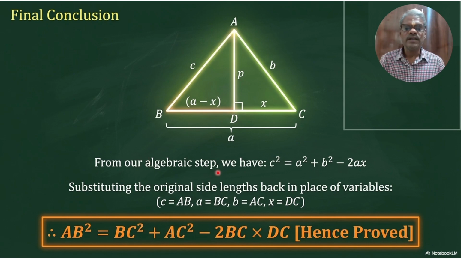Final conclusion. From our algebraic step, we have c square is equal to a square plus b square minus 2ax. Substituting the original side lengths back in place of variables, as c is equal to AB, a is equal to BC, b is equal to AC, and x is equal to DC, we get AB square is equal to BC square plus AC square minus 2BC into DC. Hence, we have proved the theorem statement clearly.